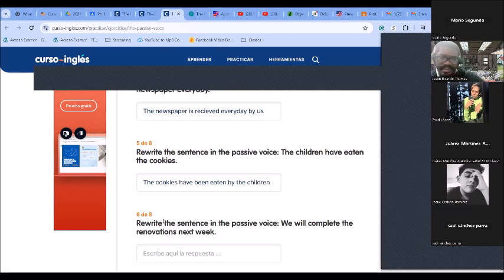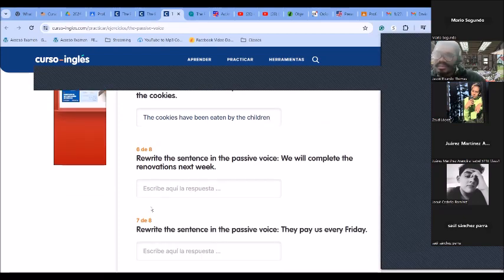All right, Fernanda, number 6. The renovations will be completed, don't forget, completed next week. If you want to transform we, it becomes us as an object pronoun.